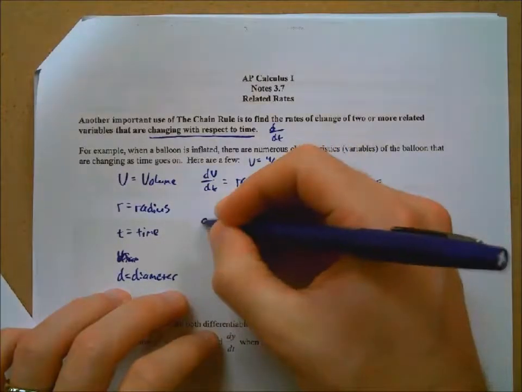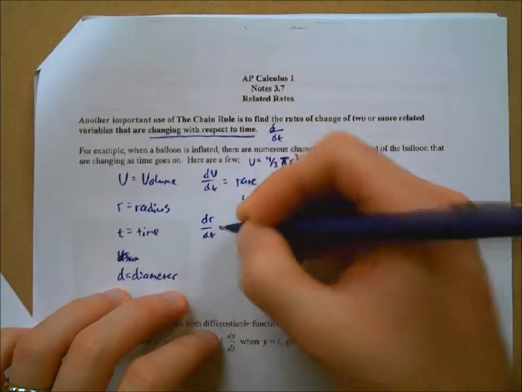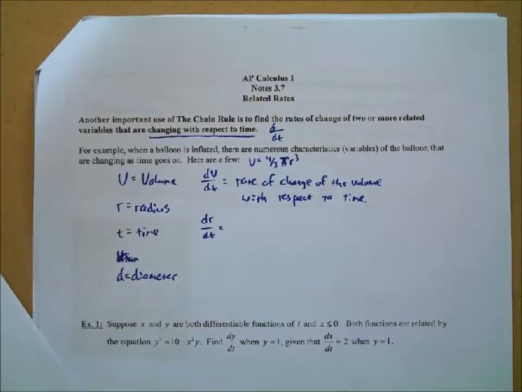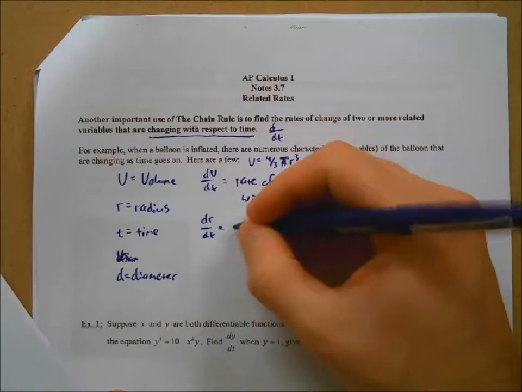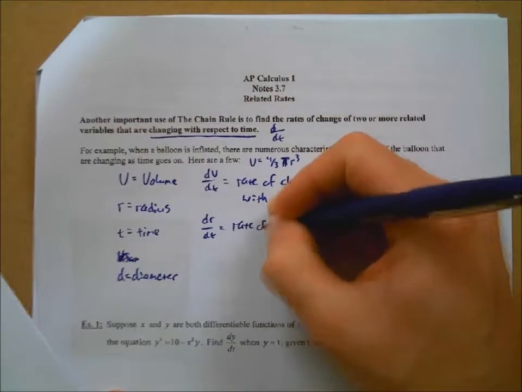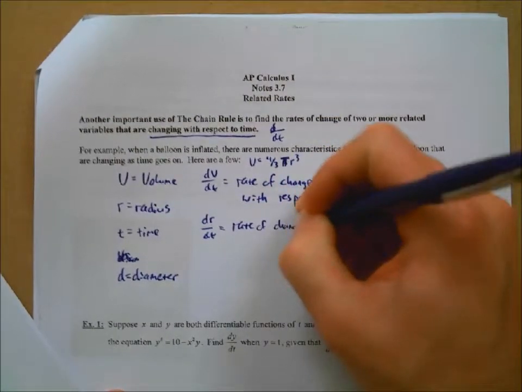Other things, right? We could talk about the rate of change of the radius, because certainly if the volume of the balloon is changing and getting bigger, we would expect the radius to also be changing, because it's related directly to the volume. And so that's the rate of change of the radius. We'd expect the radius to be increasing as well.